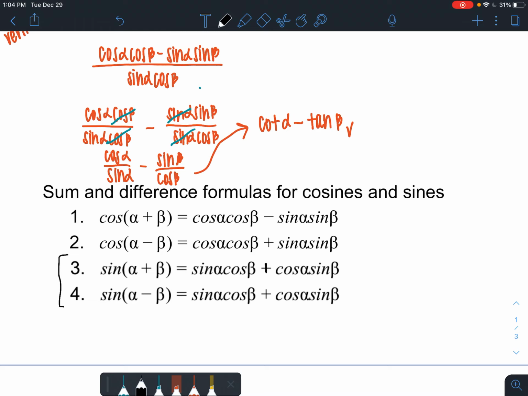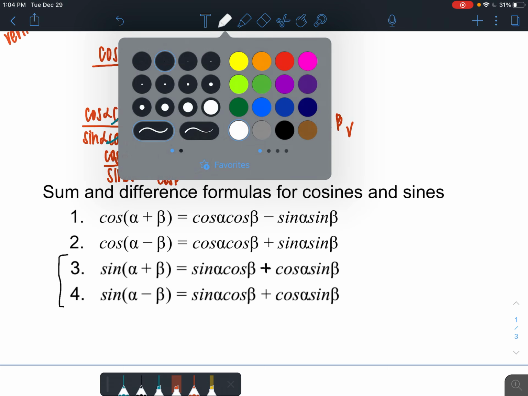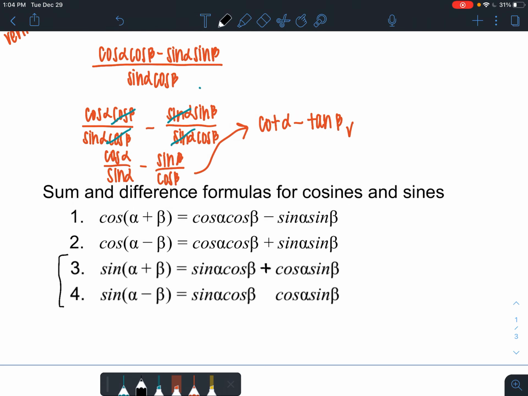The sine ones are a little bit weirder. We want to make sure our signs are the same, so change that to a plus sign, and then we need to make this a minus sign here. We want those two things to match up for sine. I always keep alpha, beta, alpha, beta. That way those stay in the same place.